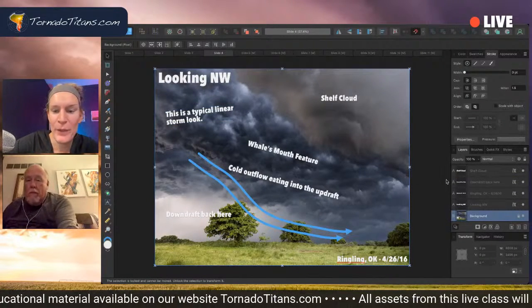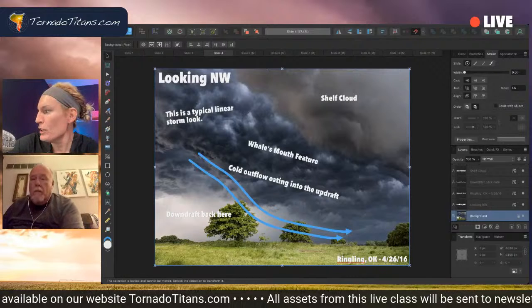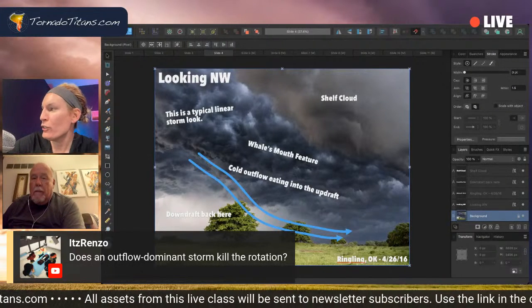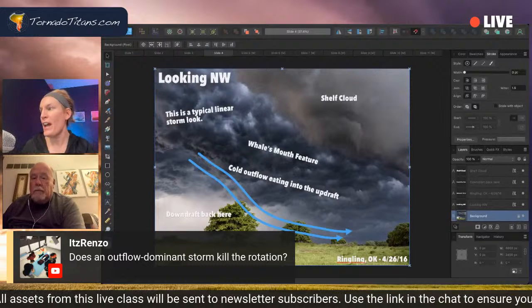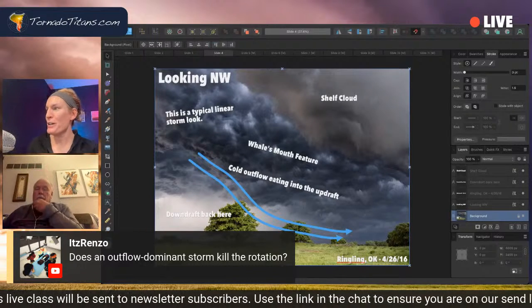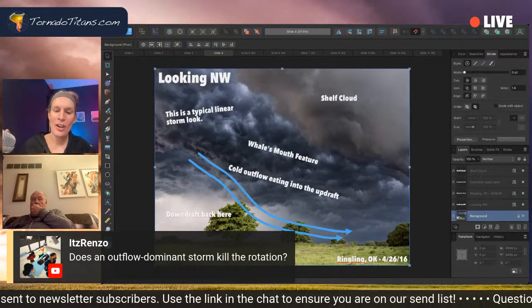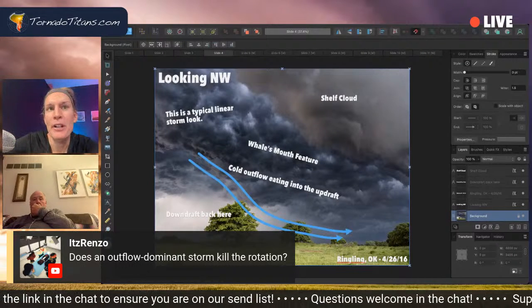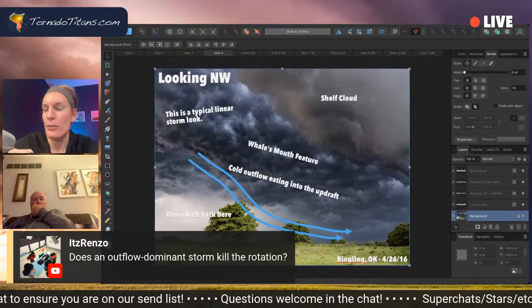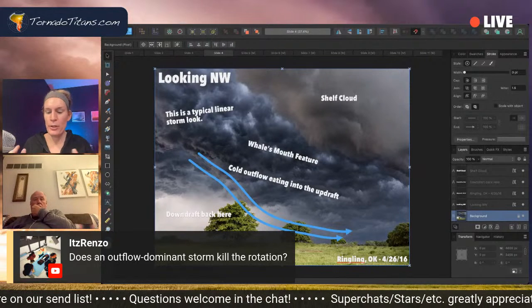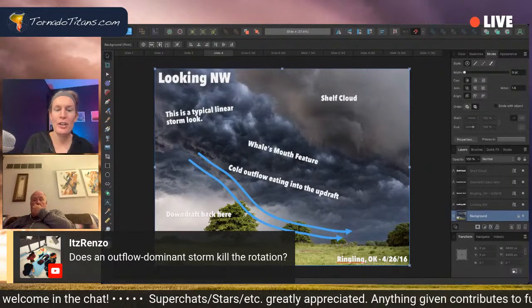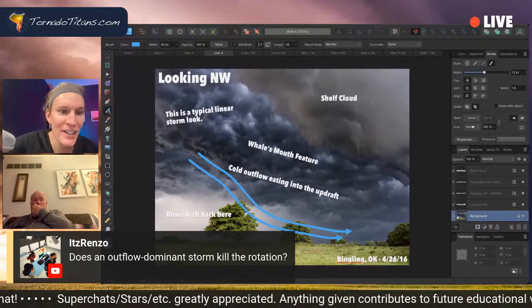But yeah, this is a very typical linear storm look. And Renzo asked a great question: does an outflow dominant storm kill the rotation? Typically, yes. Gene can correct me if I'm wrong, but typically, yes, because that outflow is overwhelming the inflow. When a storm becomes really outflow dominant, it's going to push out a lot of outflow, and it's going to end up becoming shelfy like this. You're going to see this shelf cloud here. I'm actually going to label one more thing here.